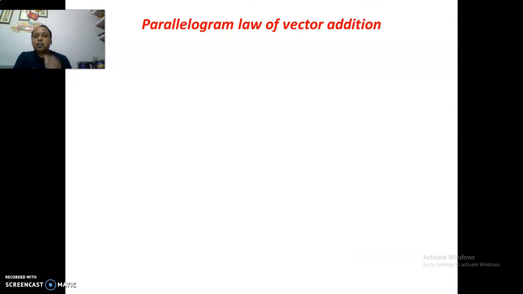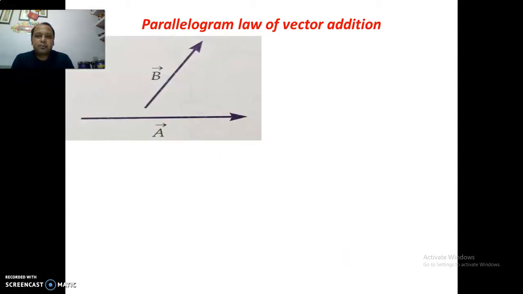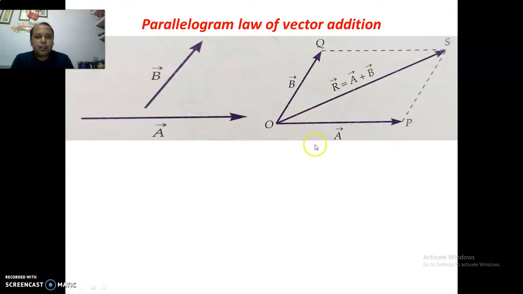Now the next way in which we can add vectors is the parallelogram law of vector addition. Suppose again two vectors are given to you, vector A and vector B, and you have to take these two vectors to be the two adjacent sides of a parallelogram such that they are co-initial. If you remember, co-initial means they start from the same initial point. So if we represent them by two sides of a parallelogram, you can see here vector A and vector B are co-initial. Their starting point, or initial point, is the same, O.